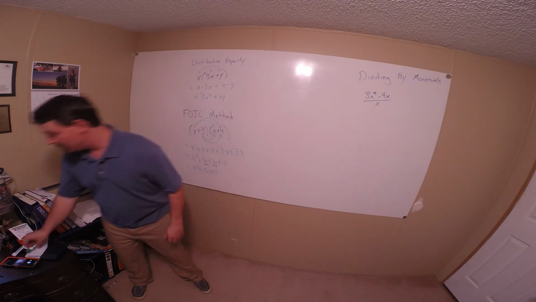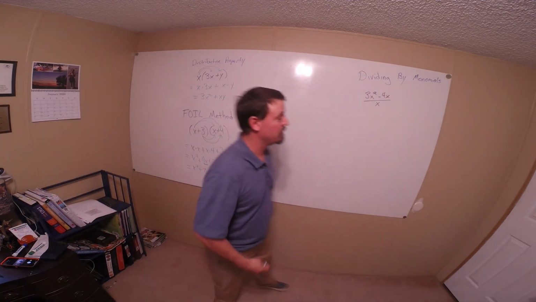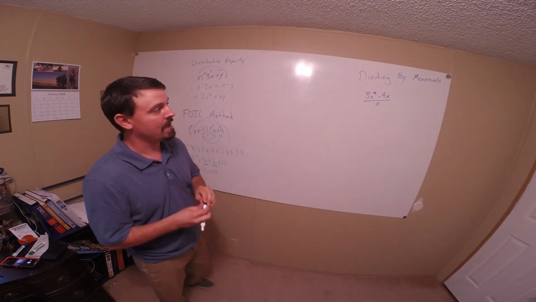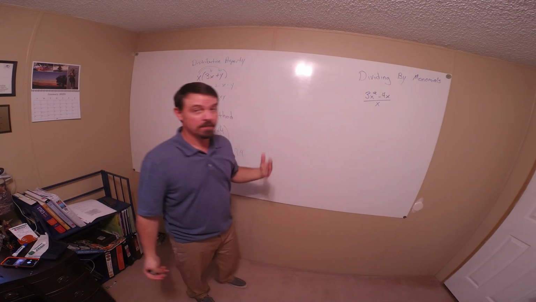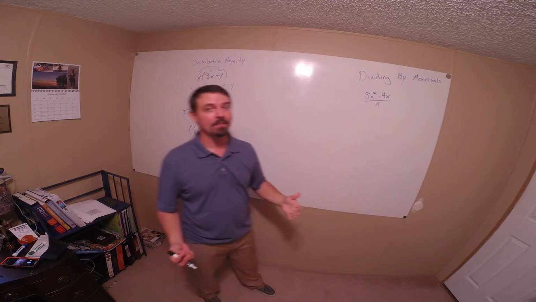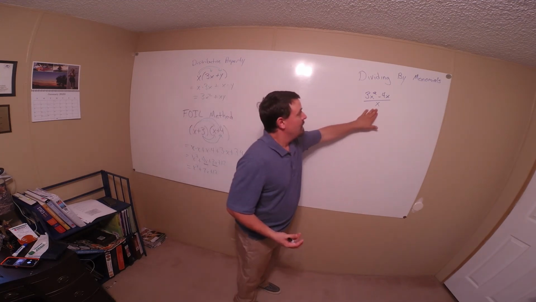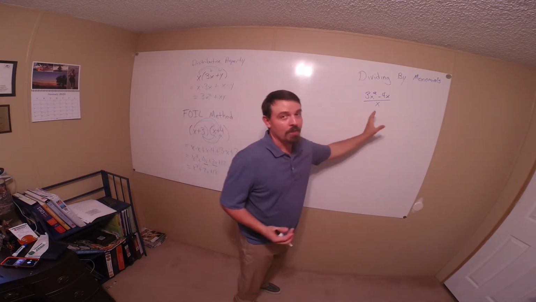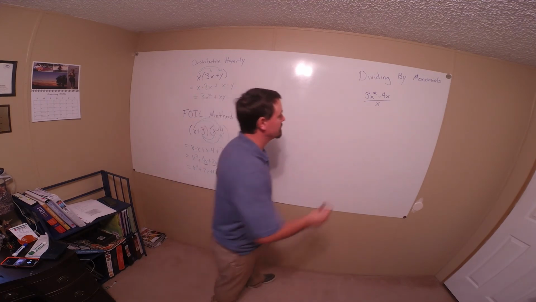Now, on this side of the board, we're going to start dividing by monomials and review that. Now, x is the monomial we're dividing by in this case. It doesn't have to simply be an x. It could be a 3x, a 4x, a half x, a 0.75x. A monomial is simply a one-term thing. So it just means a one variable thing.